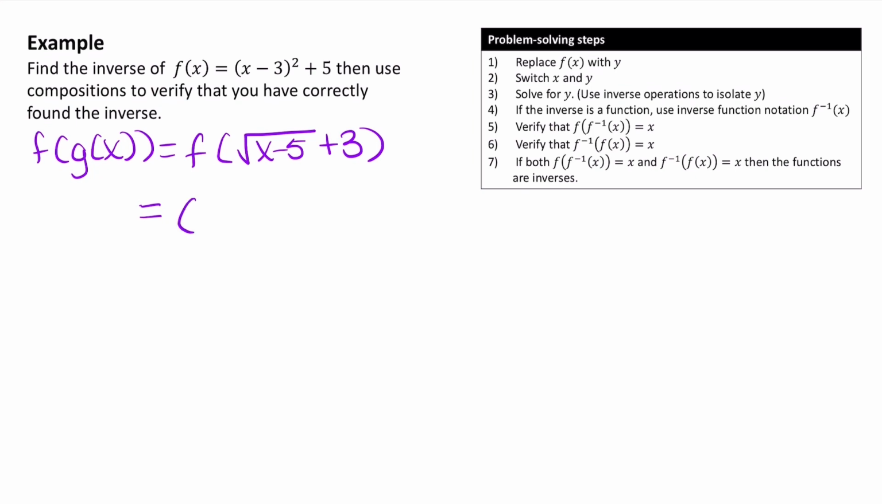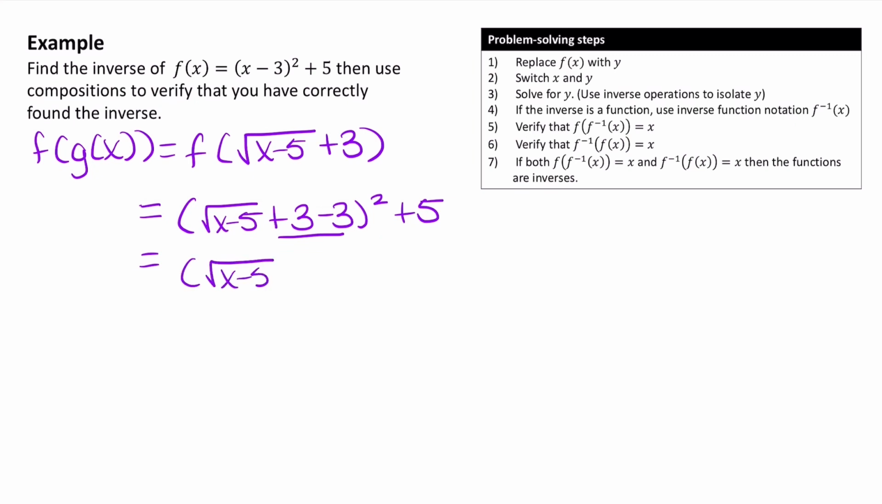So that's going to give me (the square root of x minus 5 plus 3 minus 3) squared, and then I have my plus 5. So you can already see here this plus 3 and minus 3 are going to make 0. So I can just cancel those out, and then I'm left with (the square root of x minus 5) squared plus 5. Well, now, once again, I have these opposite operations, right? My square and square root are going to cancel each other out. So I have x minus 5 and then plus 5. And then my minus 5 and plus 5 will make 0, so that's going to leave me with just x.